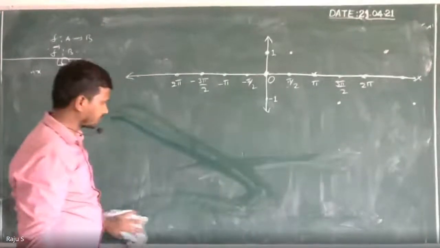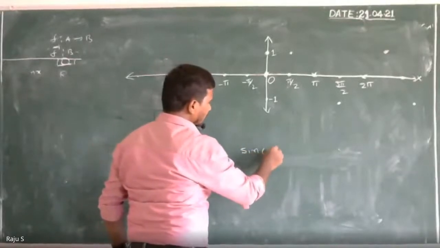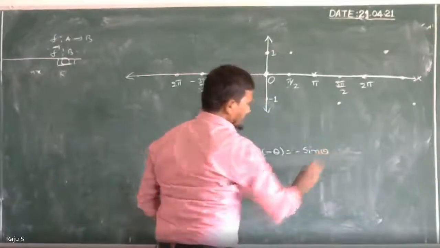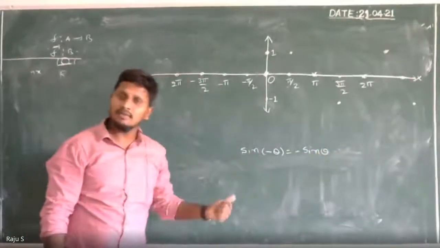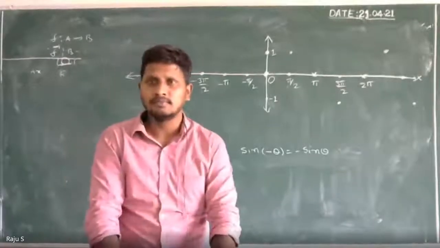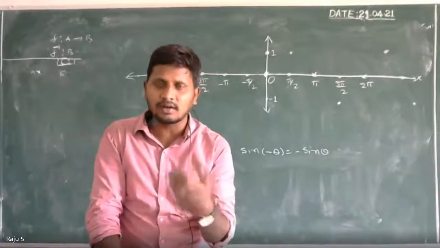Yes. Look at it. Sine of minus theta is equal to minus sine theta. We can write it like this. Why can we write it like that? Because sine is an odd function. So what are the even trigonometric functions? What are the odd trigonometric functions?